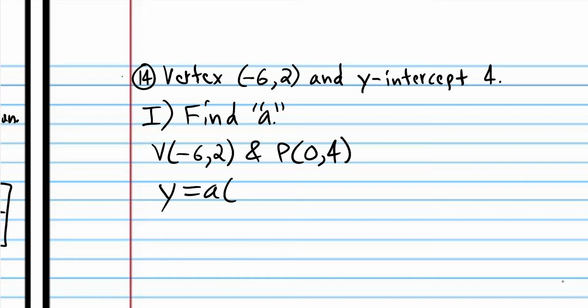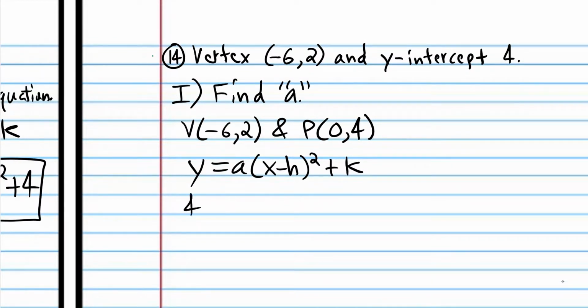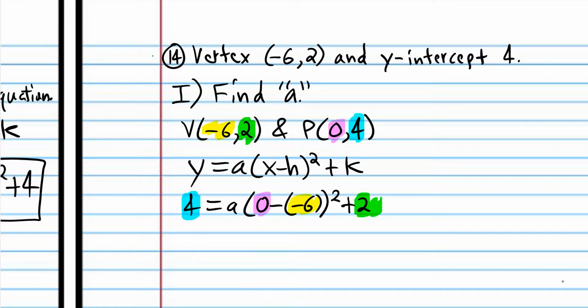So now we're going to use the general vertex form. And for y, we're going to plug in the y value of the point. For x, we're going to plug in the x value of the point. H is the x value of the vertex, and k is the y value of the vertex, and I'm going to color those. Now we just have to simplify and solve for a.